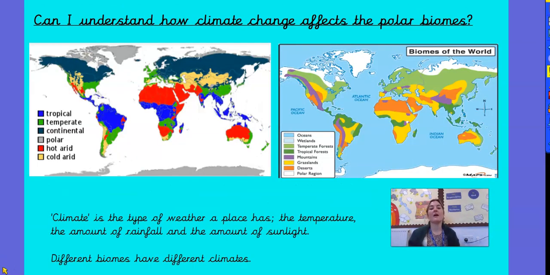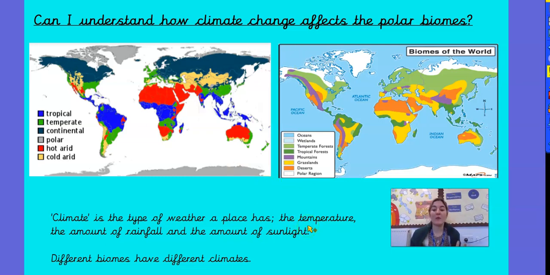So here I have got one map which shows the biomes of the world. This is the map that we looked at in a previous lesson. And then I have got another map here that shows what the climate is like in different parts of the world. And I thought it would be interesting for us to compare them.